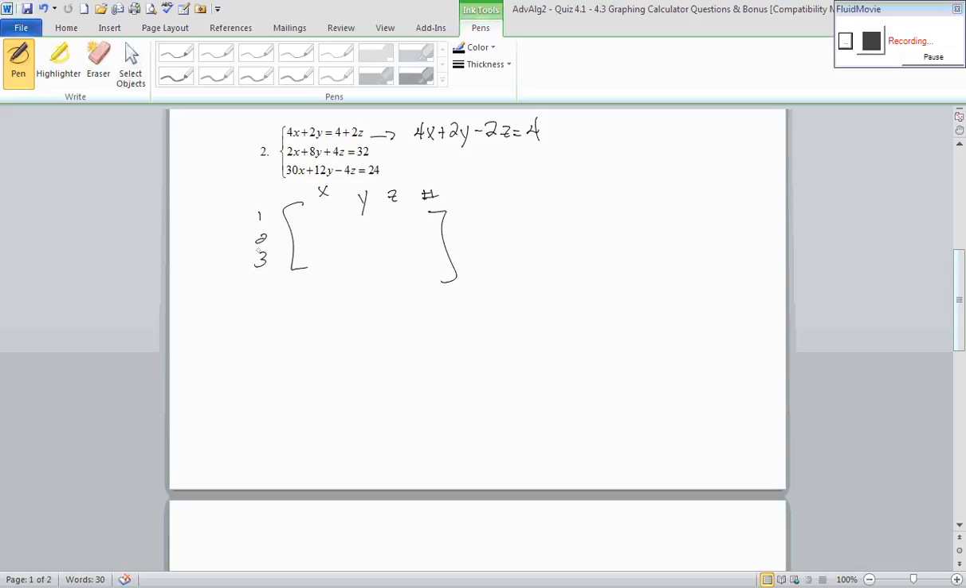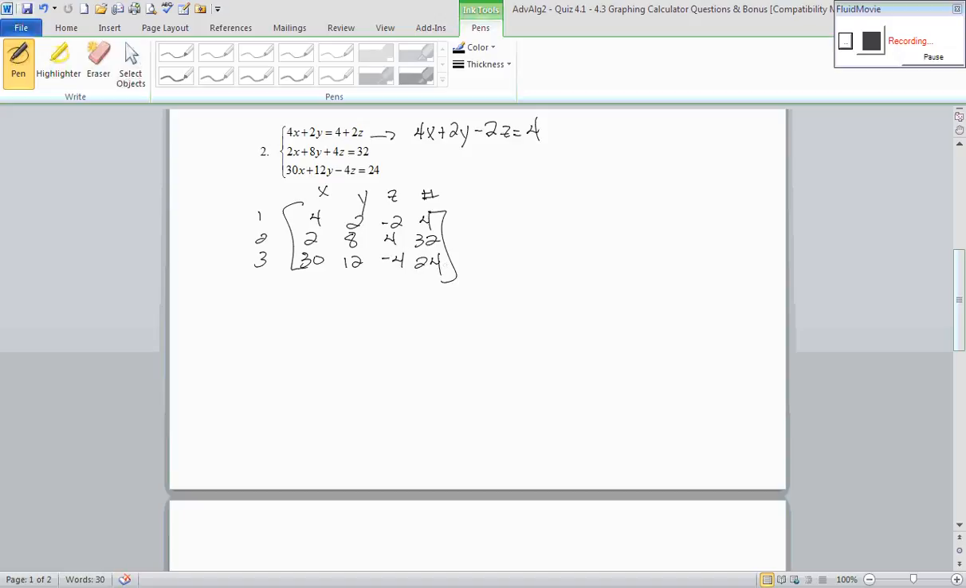It doesn't matter what order we do this. The graphing calculator is going to manipulate them to get this in the reduced row echelon form for us. So the first equation, first coefficient 4, second 2, negative 2, and 4. Second equation, 2, 8, 4, and 32. Third equation, 30, 12, negative 4, and 24.